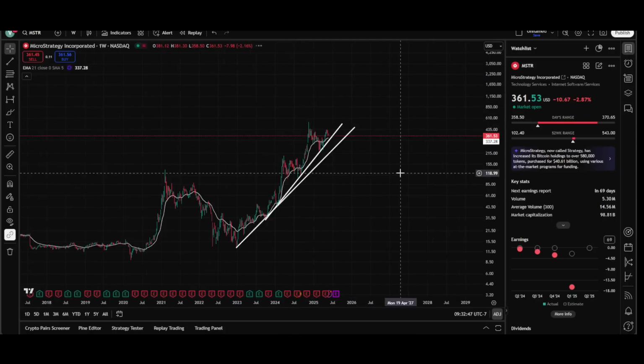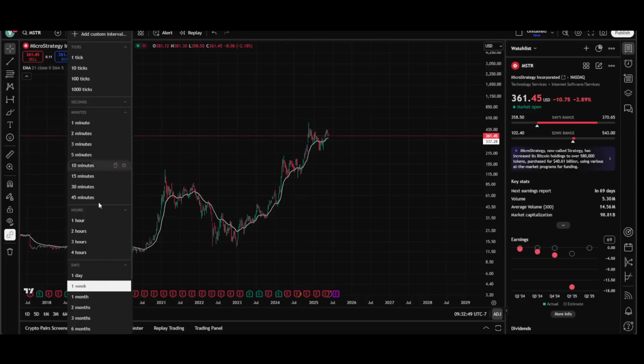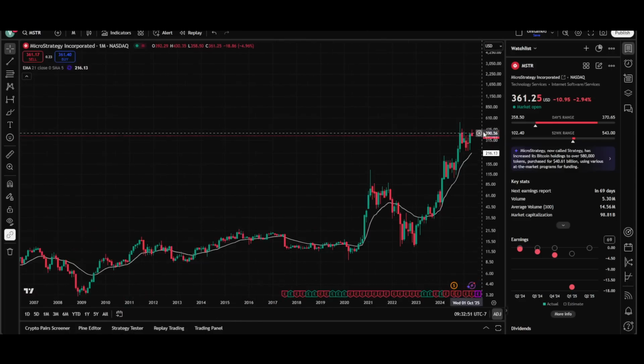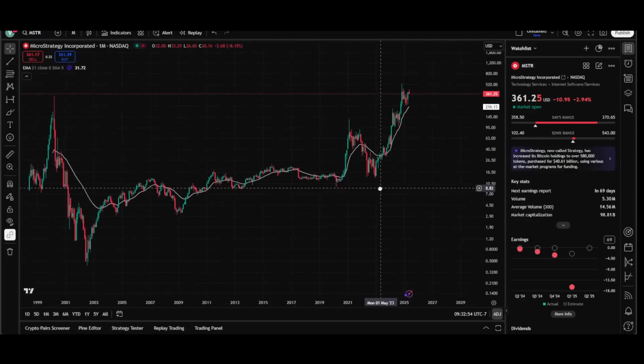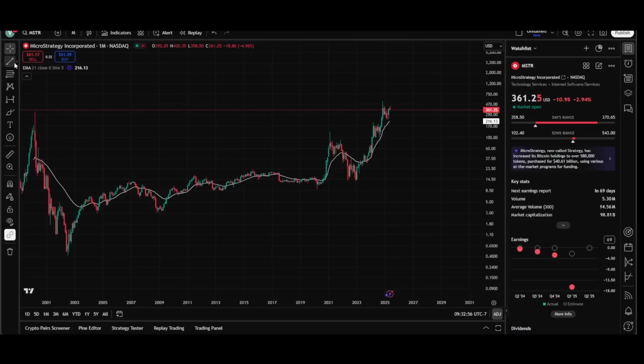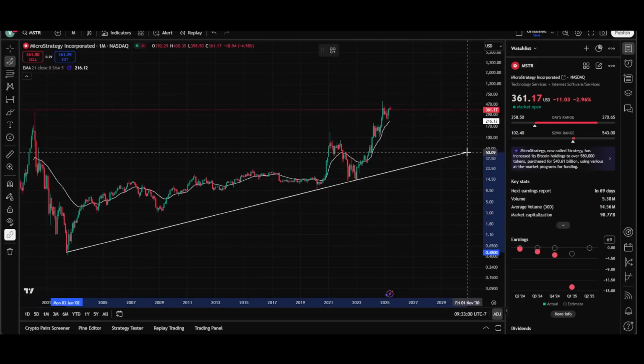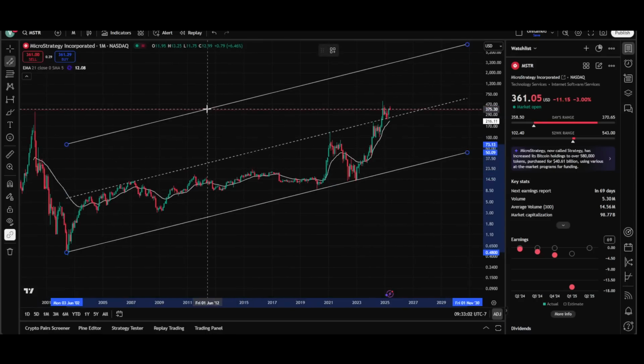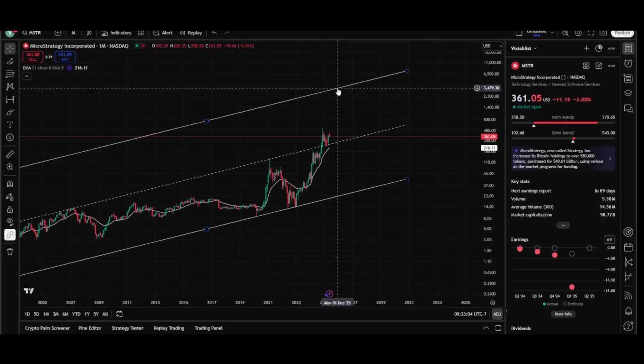But overall, everything still remains the same for the targets. I'm still expecting $4,000. Who knows when? It's hard to say in a time-based situation. It could happen this cycle. The catalysts are there, especially with Bitcoin. So the catalysts are there for $4,000 this top for MicroStrategy. But if it doesn't get there, then again, nothing's guaranteed in the market.